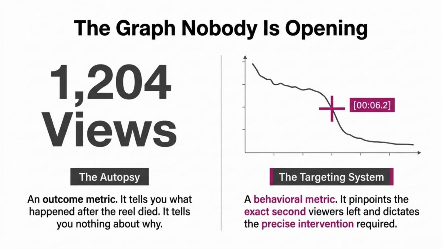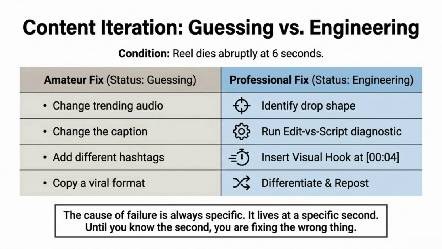So you tried something different. New audio, different caption, better posting time. Maybe one of them helped. Maybe none of them did. You cannot tell because you have no feedback loop. Without a feedback loop, every adjustment is a guess. And guessing is not a strategy. It is a plateau with extra steps.